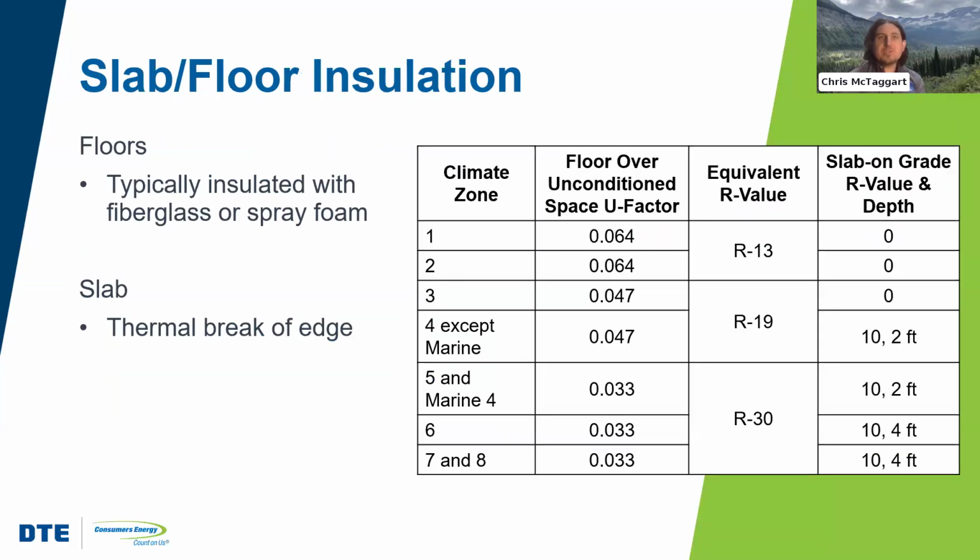For framed floors, say a framed floor over a garage or over an ambient space like a cantilevered floor, we're wanting to see an R30. And with slabs, we are going to see, in climate zone 5, R10 around the perimeter of slabs down 2 feet, or in climate zones 6 and 7, down 4 feet.